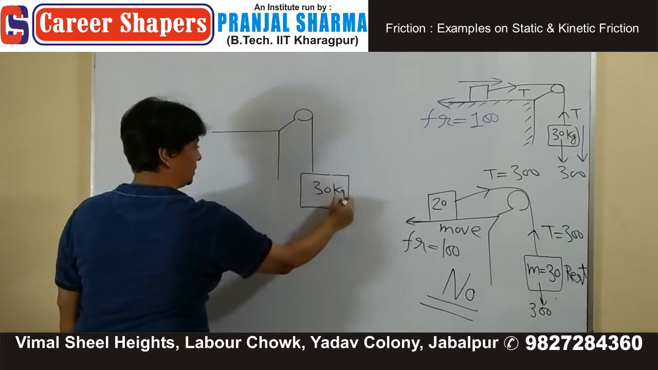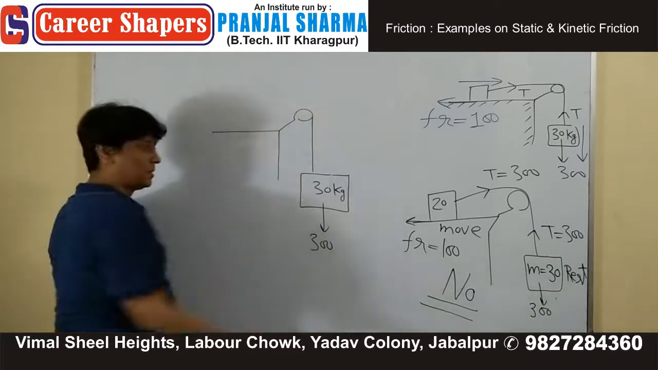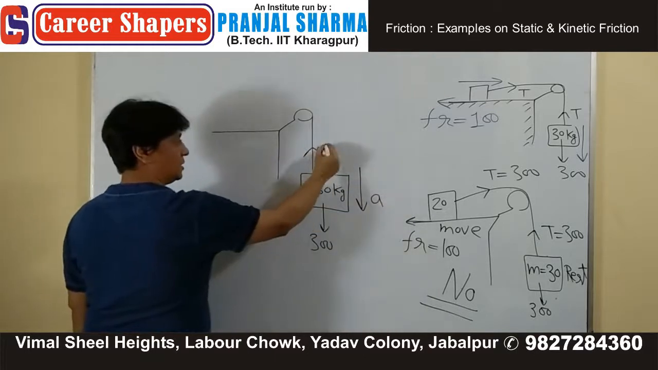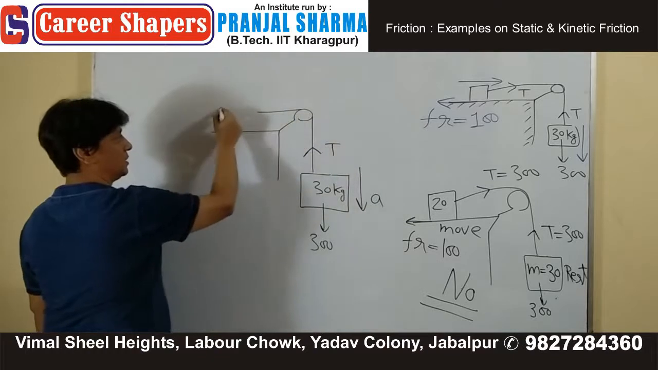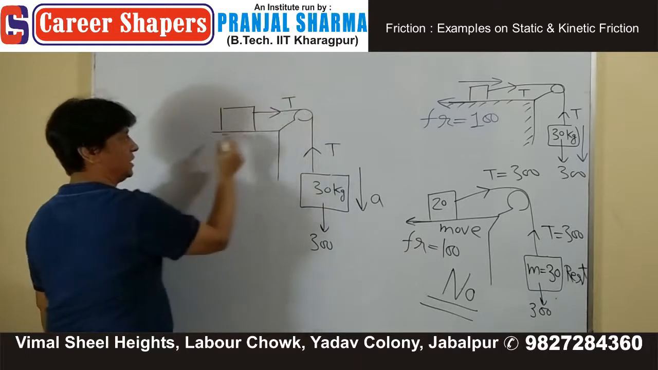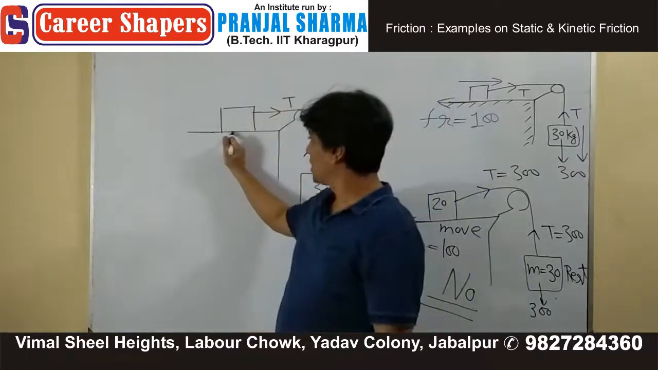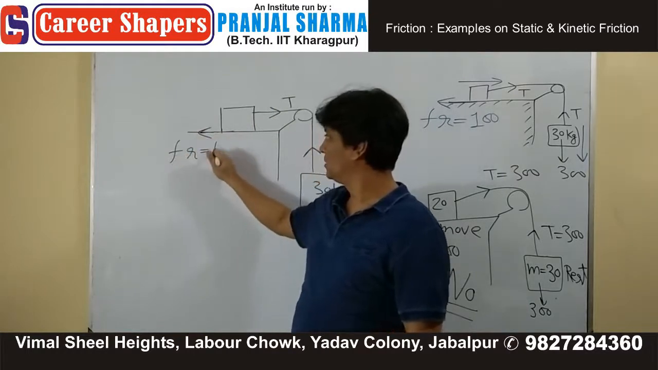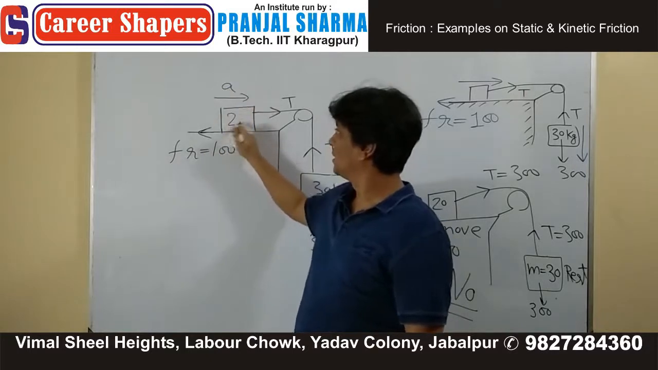Thirty kg, below it 300. Downward acceleration is A, this is T. From here, tension is T, but apart from this T you also have a force in this direction, force of friction, which is 100, since the body is moving with acceleration A.